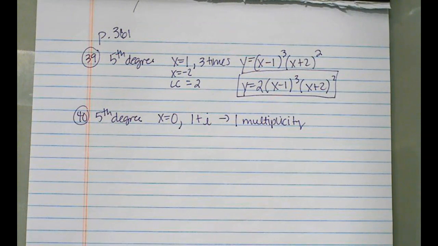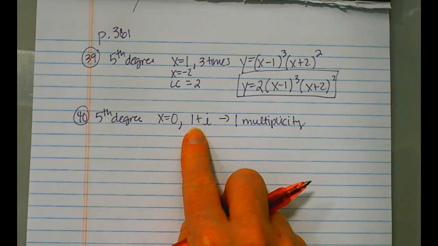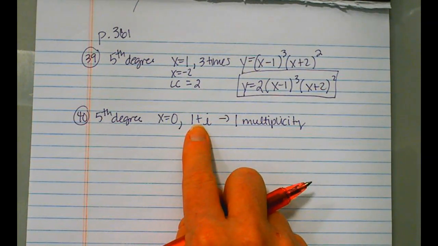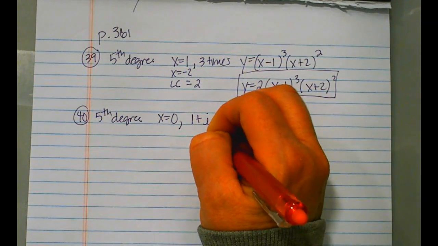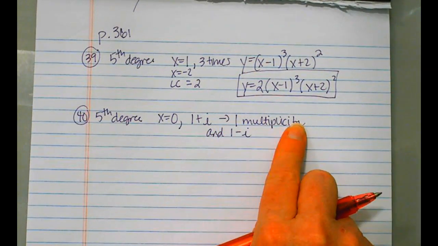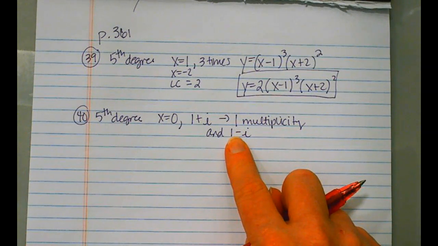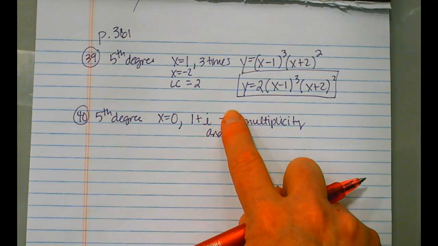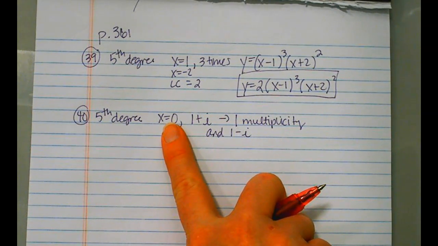So what does that mean? Well, that means that if this is an imaginary one, its evil twin has to also be part of this. So they tell me this one, I have to include the other one. So I'm going to say and 1 minus i. And if this one has a multiplicity of 1, which means there's only one of them, then this one has a multiplicity of 1 because they come in pairs. So if this is 1 and 1, how many zeros are there that are 0? If it's fifth degree.